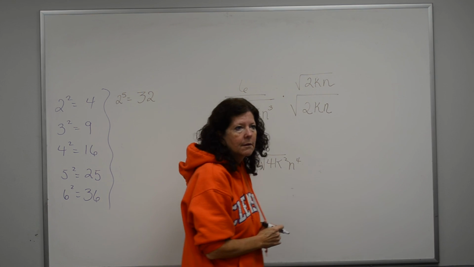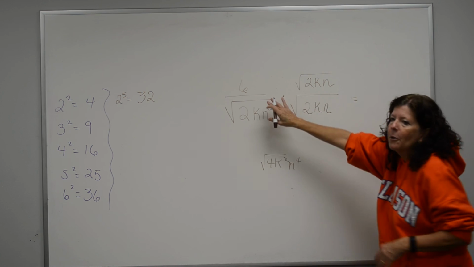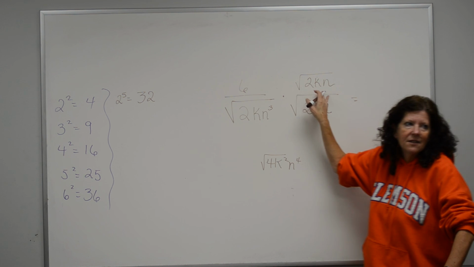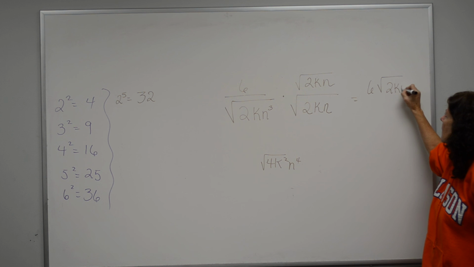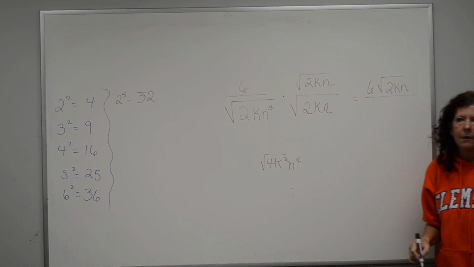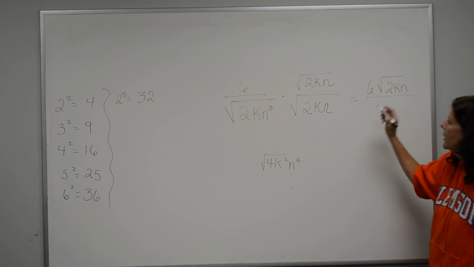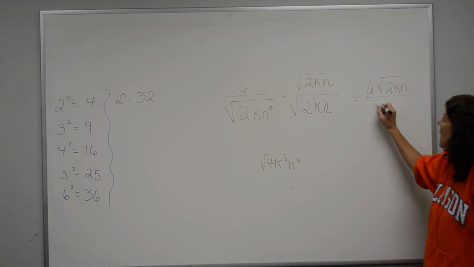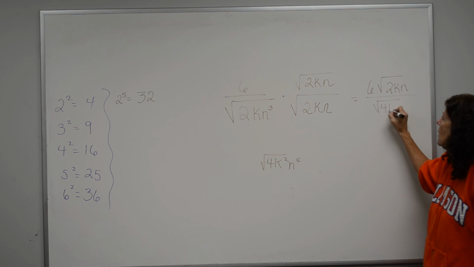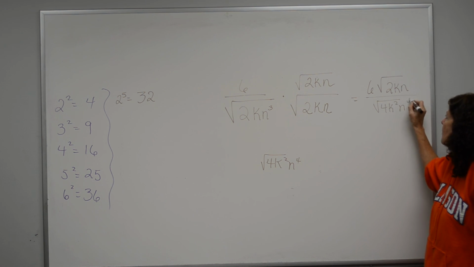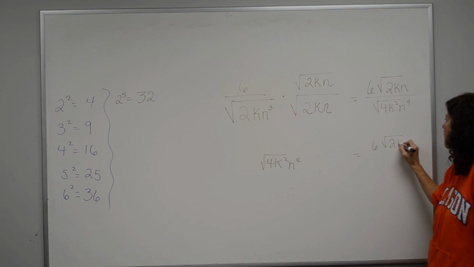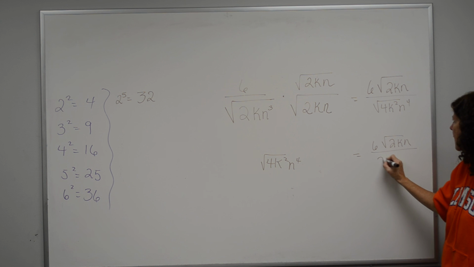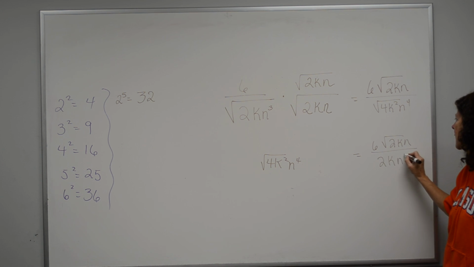Now, on the top, don't mess up. This is on the outside, this is on the inside. I can't do anything to that. I just write it. On the bottom, though, I'm going to have the square root of 4k squared n to the 4th, which then I have 6. And on the bottom, I have 2k n squared.